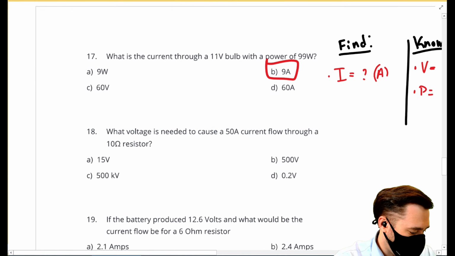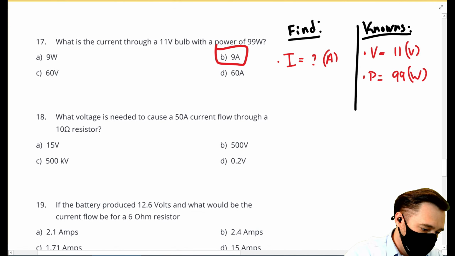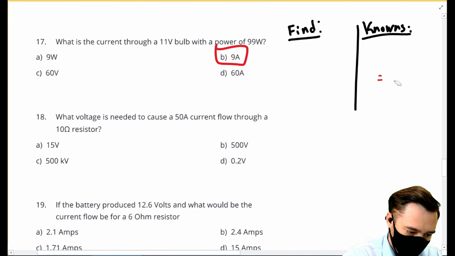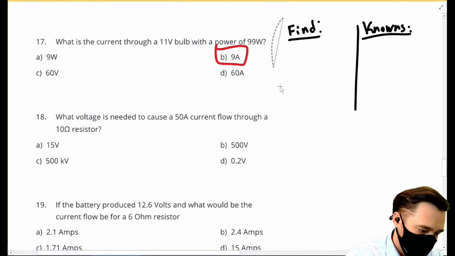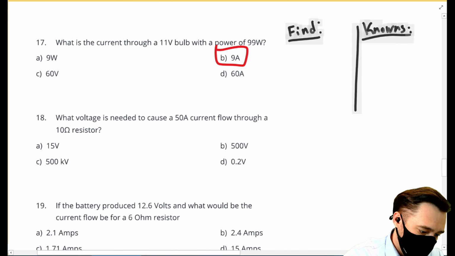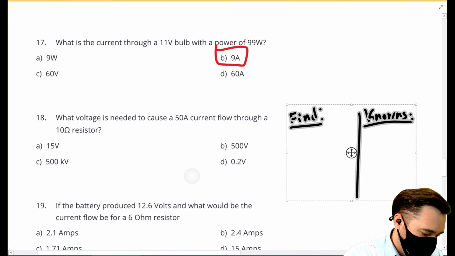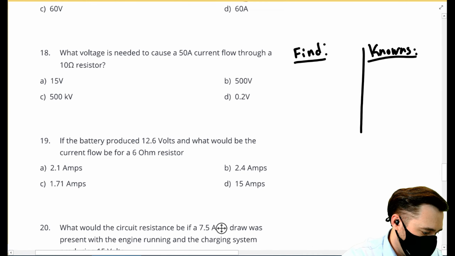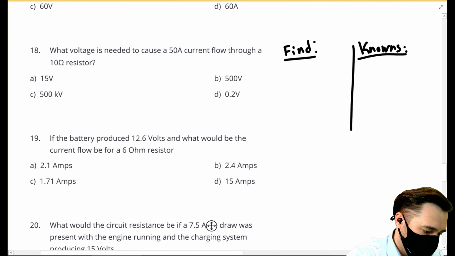Cool. What is the voltage? I'm going a little bit quicker now because time is fleeting, but hopefully this is not too intensive for you guys. So what is the voltage? So V equals, I don't know.